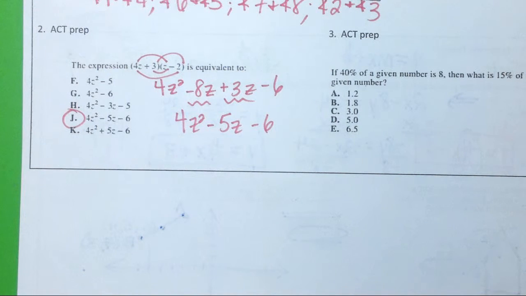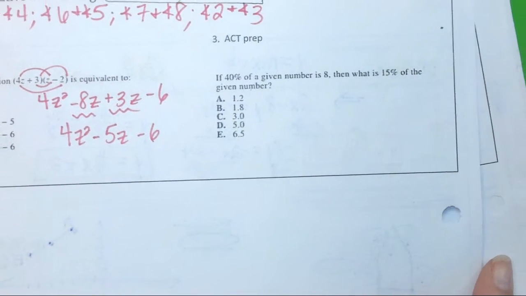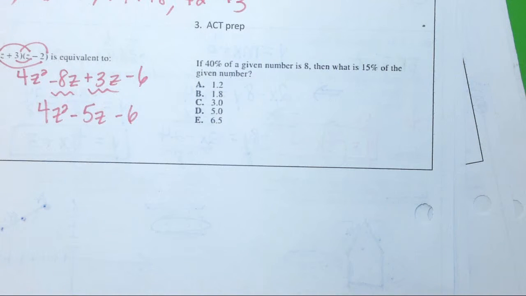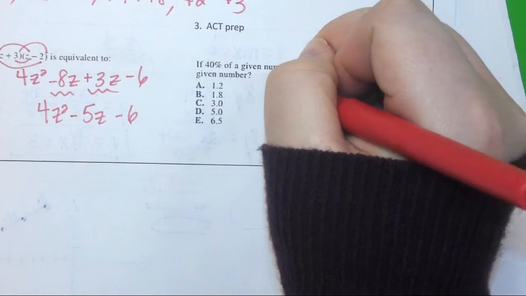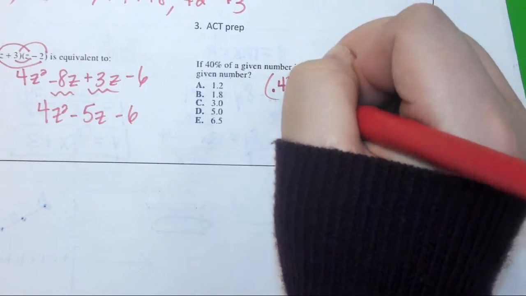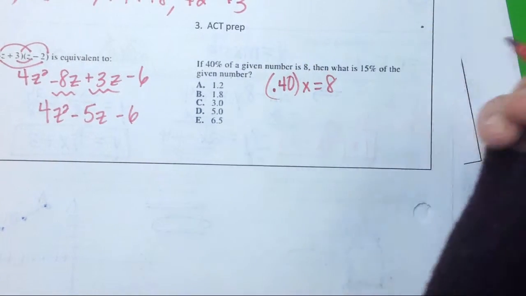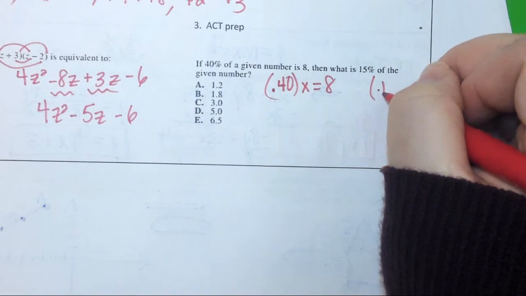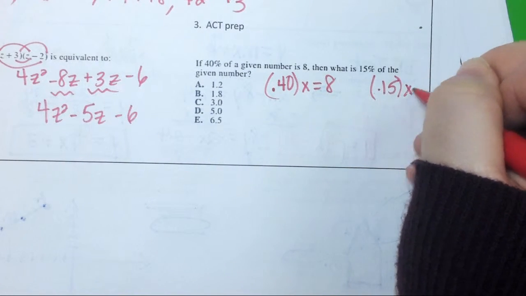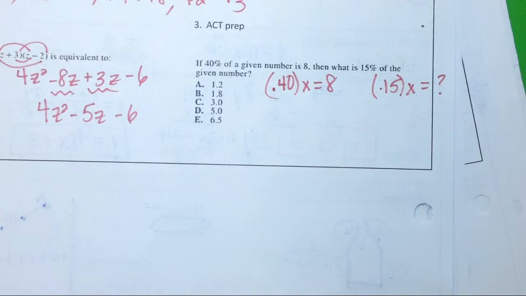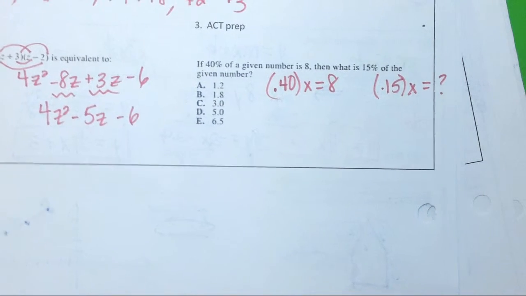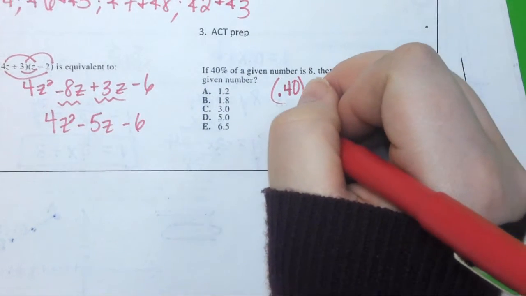Okay, and then the last question says if 40% of a given number is 8, then what is 15% of the given number? So there's some number times 40%, and you get 8. And then they want to know what is 15% of that same number. So I guess I should solve for x right here.